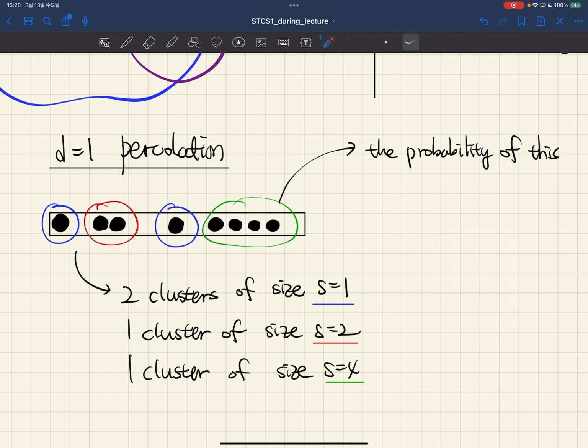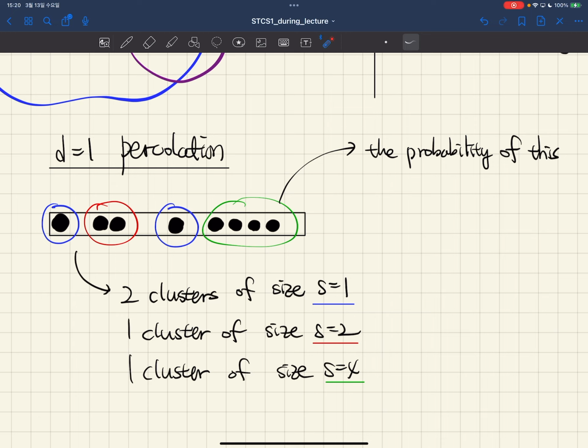Here, by this, I mean, how can we have these 4 adjacently occupied sites? And of course, let's start from the very basic. As I already mentioned, each site here is occupied with the probability p.